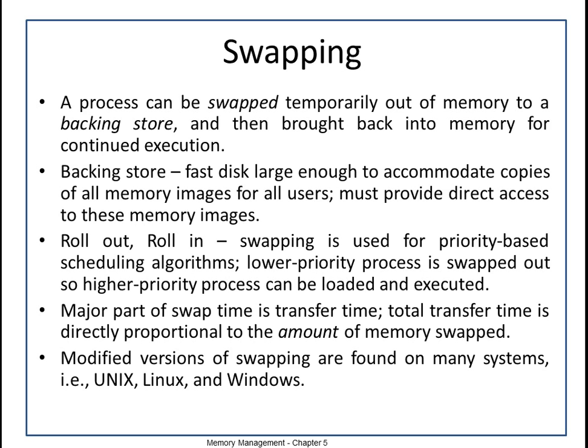The major part of the swap time is to transfer the process from the main memory to the secondary and from the secondary to the main memory. The total transfer time is directly proportional to the amount of memory swapped. Modified versions of swapping are found on many systems, for example, Unix, Linux and Windows.